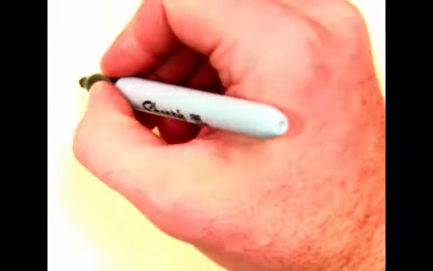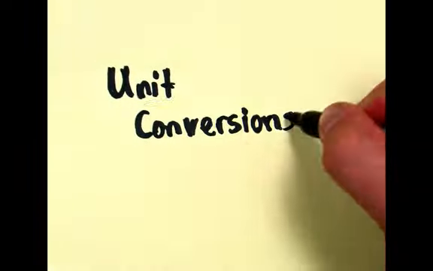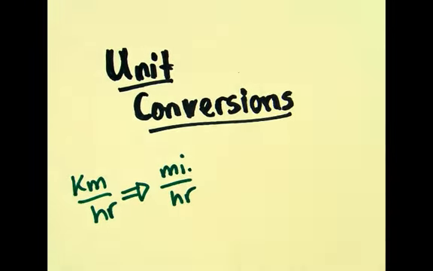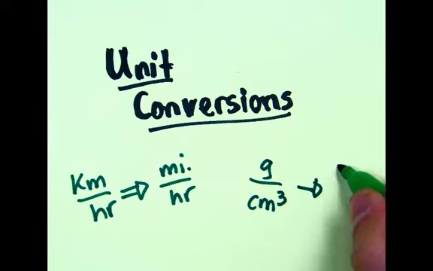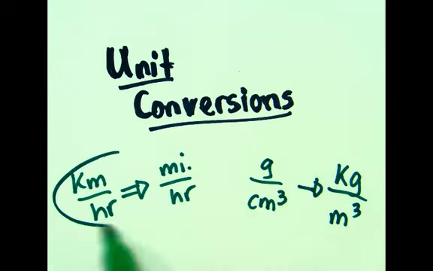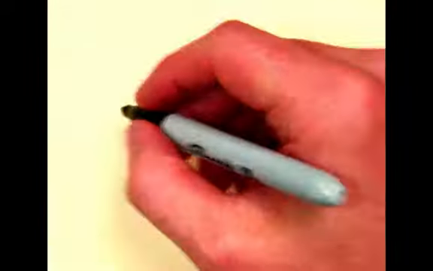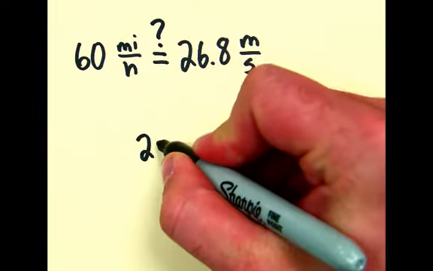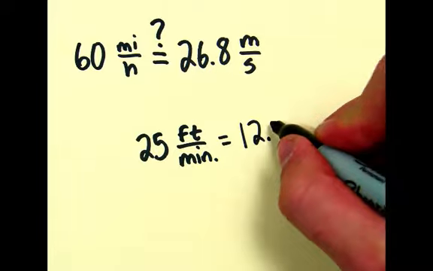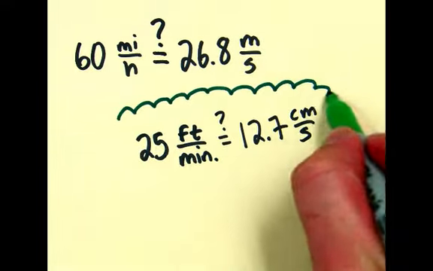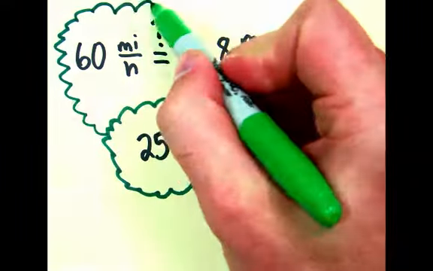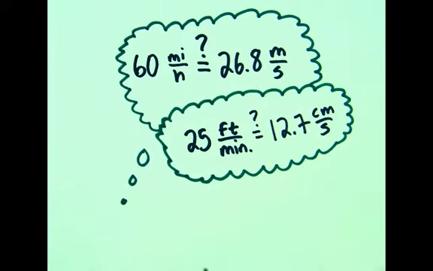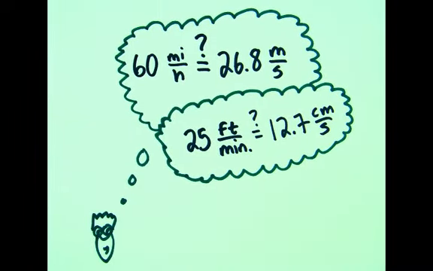In this video, we will be talking about unit conversions with derived units, which are units that are given as combinations of base units like kilometers per hour or grams per cubic centimeter. How do you know that 60 miles per hour is 26.8 meters per second, or that 25 feet per minute is 12.7 centimeters per second? Sure, you can plug it in on Google and it will give you the answer, but how does the conversion actually work? Hopefully we can demystify this together.